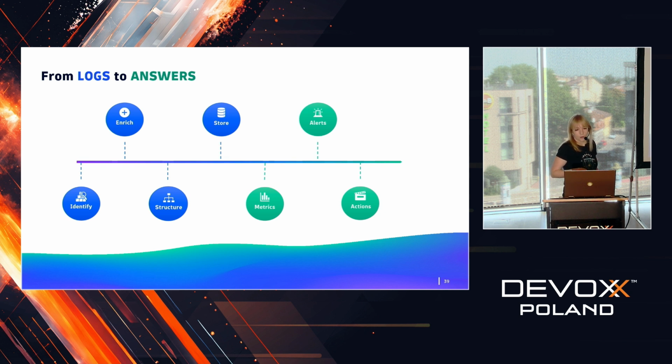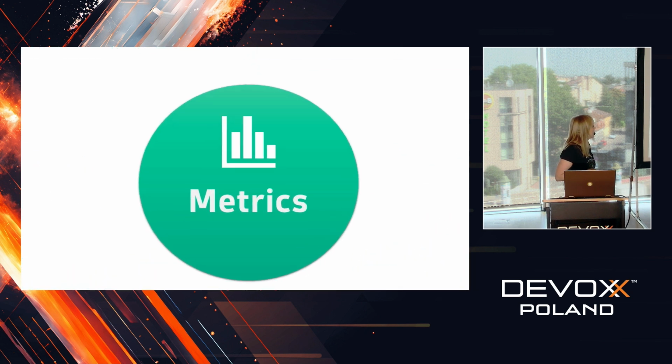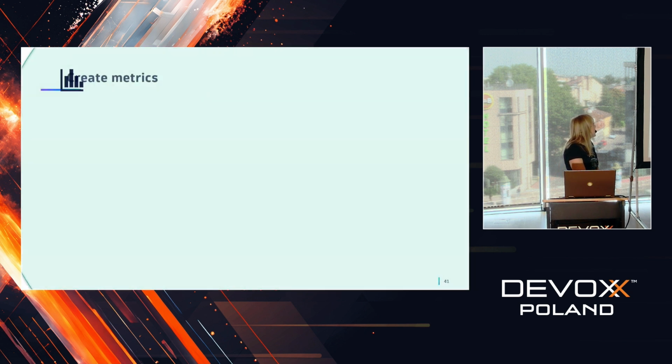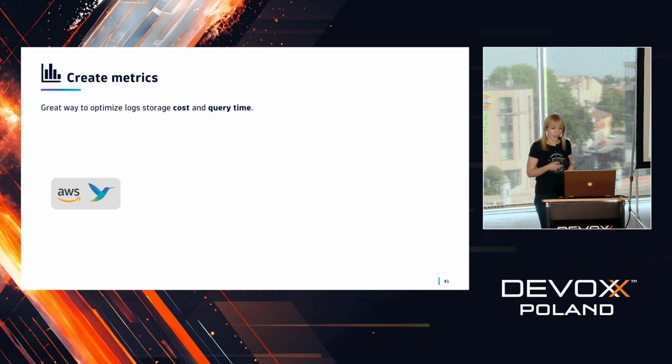Okay, so we have our data identified and enriched. We have a nice structure. The data is already stored. What we can do now, we can create metrics from our logs. And metrics are really nice because they give you a quick overview of what is going on in your system. And additionally, they also can help you make the storage of logs more cost effective.